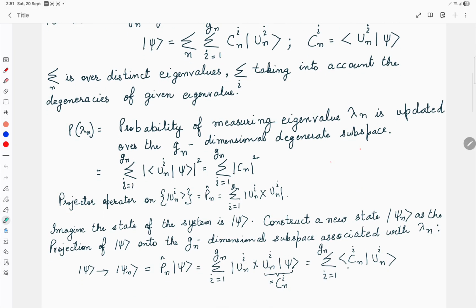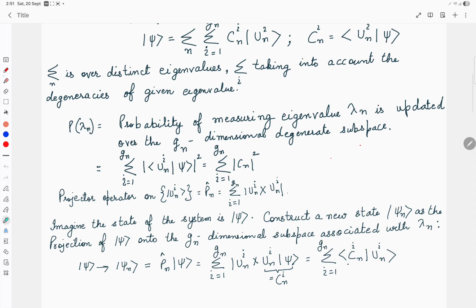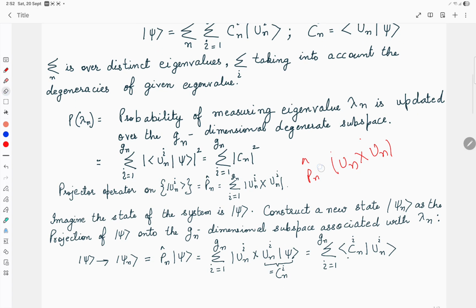Now the projection operator will accordingly be modified. In this case, had there been no degeneracy, the sum over I would not have been there, and the projection equation would have been Pn equal to the outer product of Un with itself. Since it has to take care of the degeneracy also, the I superscript will also come into play.